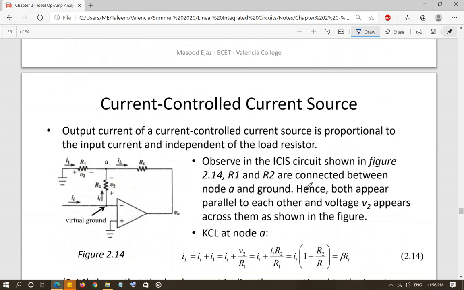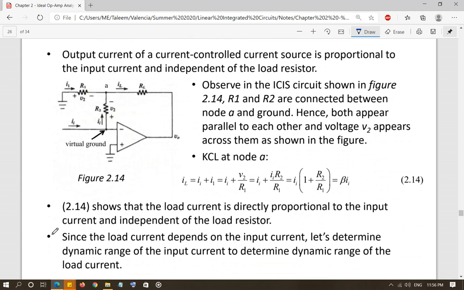Let's look at the controlled current source. So the output current is controlled by the input current. This is the circuit right here, and in this circuit, as you can see, you have R1 over here, RL or RF, RL over here, sorry, not RF, RL over here. So RL is connected in the feedback loop, and R2 over here.